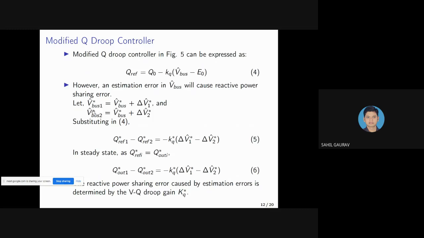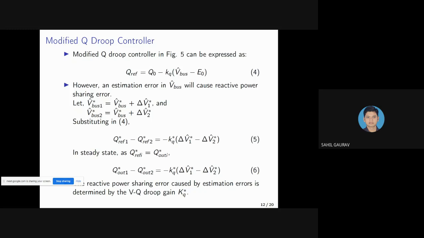Suppose V bus 1 star cap is V bus star cap plus delta V1 star cap, and V bus 2 star cap is V bus star cap plus delta V2 star cap. So the estimation of bus voltage for the two distributed generators is different. If we substitute V bus 1 star cap and V bus 2 star cap in equation number 4 and subtract Q reference 1 and Q reference 2 star, then we get equation number 5.